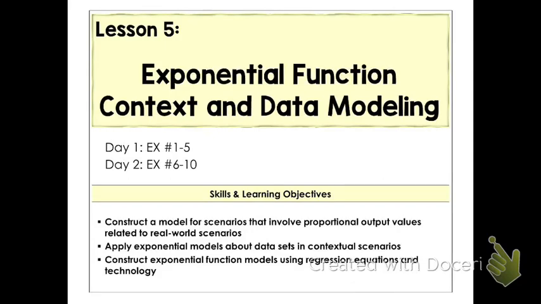All right, lesson 2.5, exponential function contexts and data modeling. Our skills and learning objectives for this lesson are: we're going to construct a model for scenarios that involve proportional output values related to real world scenarios. We're going to apply exponential models to data sets in contextual scenarios. And we're going to construct exponential function models using regression equations and technology.